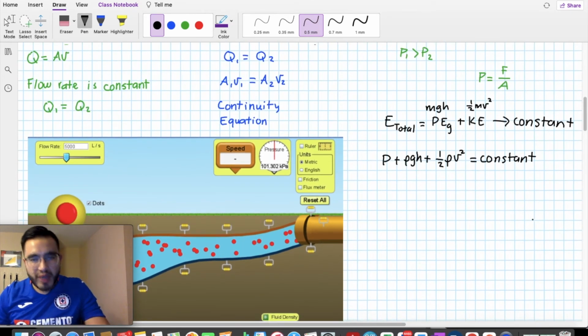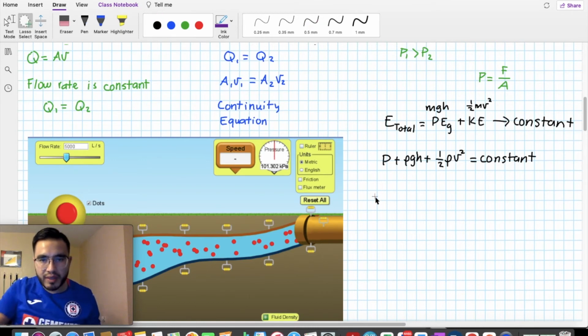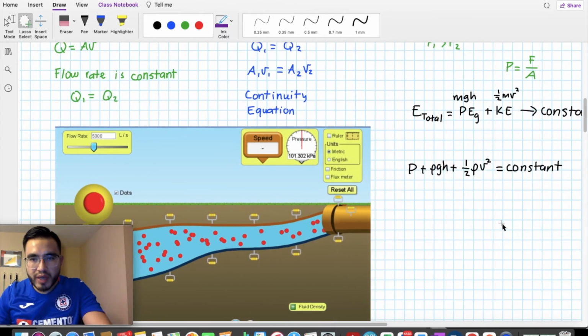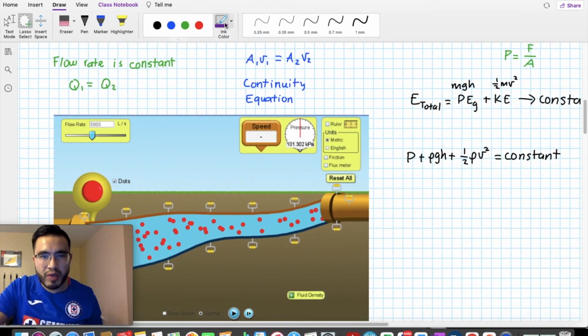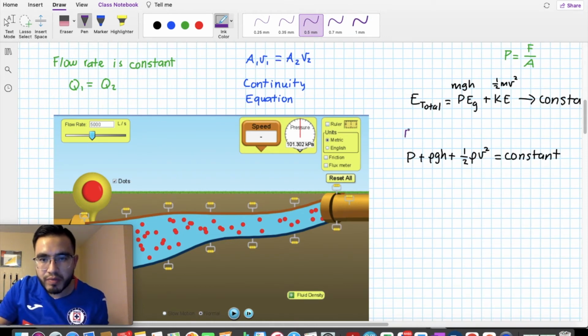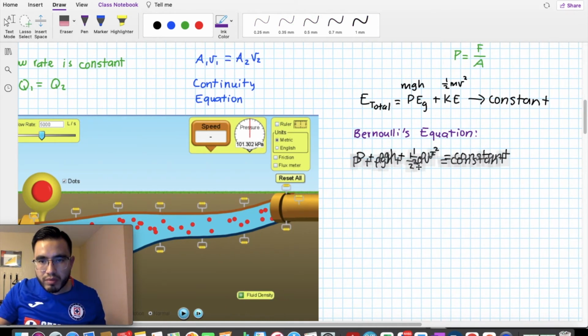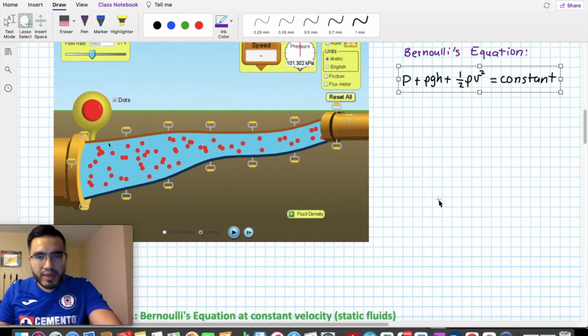So now let's expand this equation, and we're going to compare two sections, right? So let's title this Bernoulli's equation. So write it down, guys. It is very important. There you go.